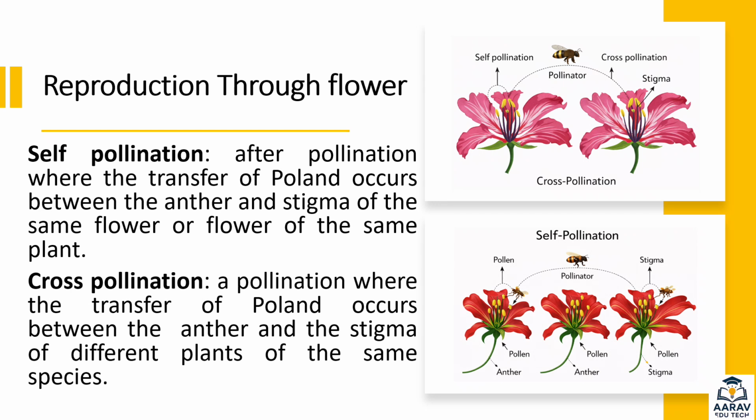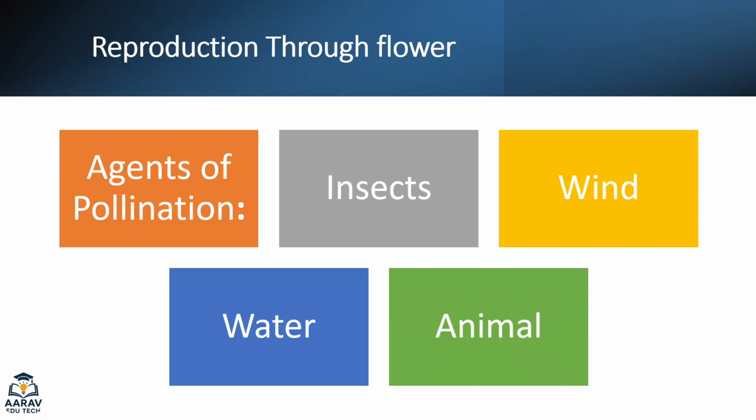Self-pollination. Pollen is transferred to the same flower or another flower of the same plant. Cross-pollination. Pollen is transferred between different plants but of the same species. Pollination happens with the help of insects, wind, water, animals. They are called agents of pollination.